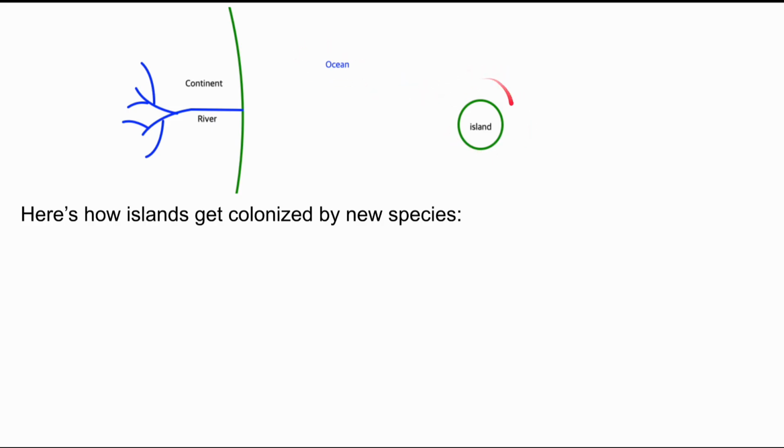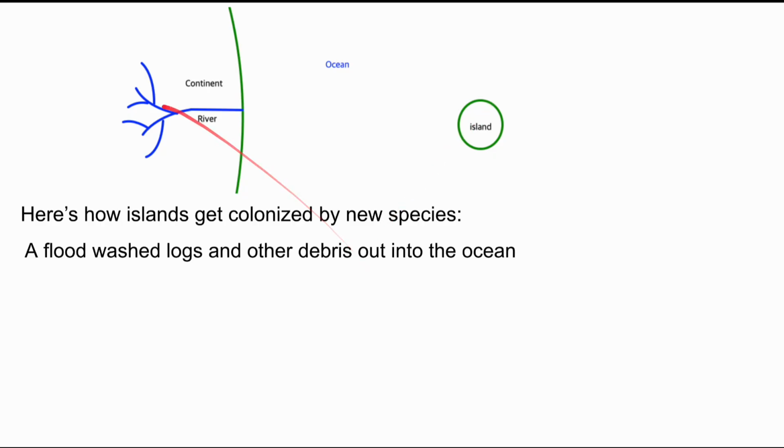So this island, right now, let's just say it's completely uninhabited by mammals. Well, here's what happens. You'll get a storm on the mainland, and it will cause flooding of these rivers. A lot of debris will get washed down the rivers, and a lot of animals will get trapped in the floods, and they'll climb onto these branches and these logs, and they'll get carried out into the ocean. It's called rafting.